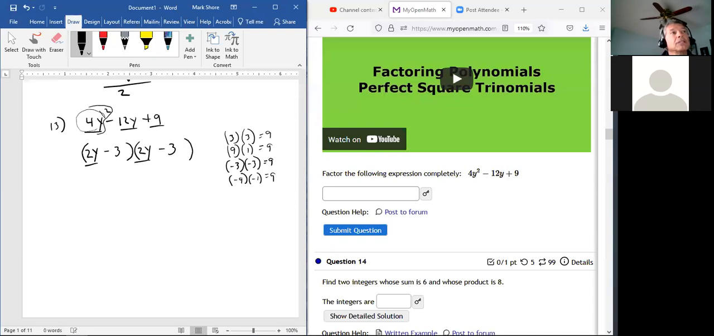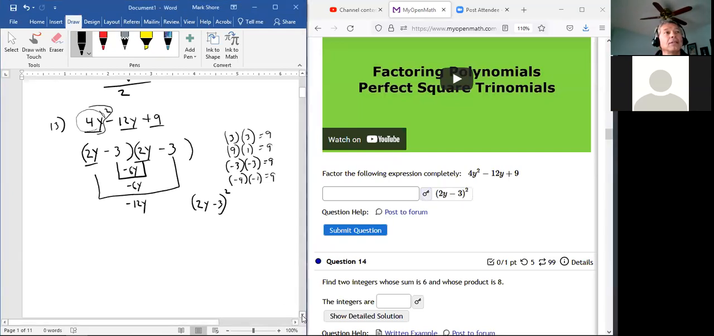I'll show you that that works because negative 3 times negative 3 is 9. And then you check your inner and your outer. So if I check my inner and my outer, negative 3 times 2y is negative 6y, and negative 3 times 2y here is also negative 6y. And when I add these together, I get negative 12y. So that's what it factors into right here. We broke this thing apart into this. And since it's the same thing twice, we could write it as 2y minus 3 quantity squared. And that's the answer there.